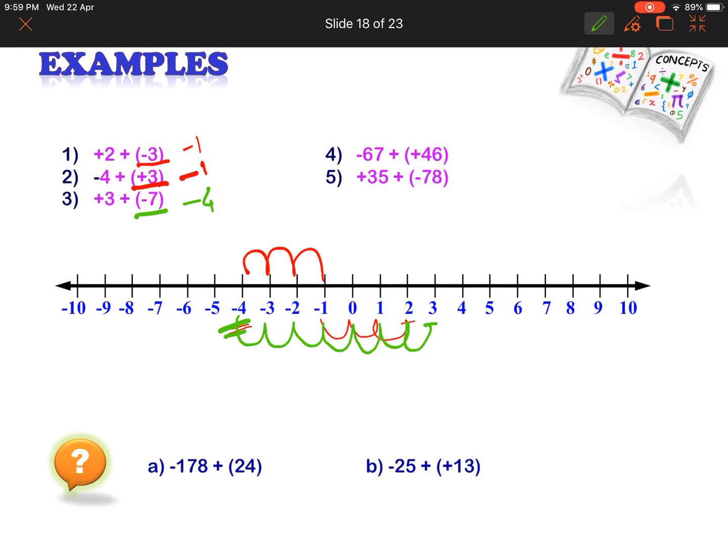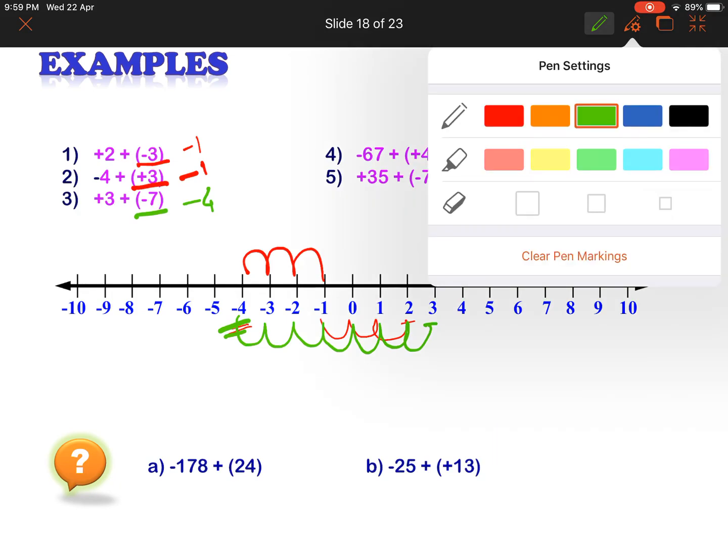all smaller integer examples can also be solved using generic rule. You don't always have to use the number line. We will in further classes we will always use generic rule for solving such examples. Okay, now next example is minus 67 plus 46.